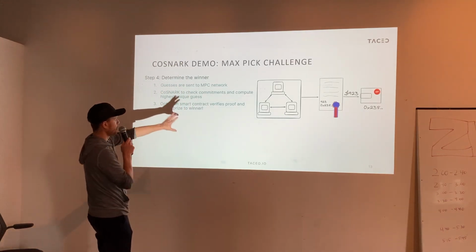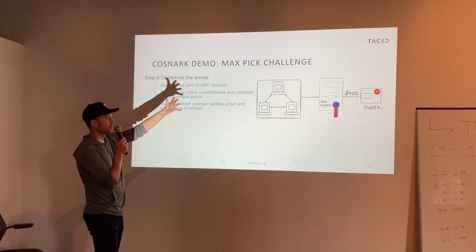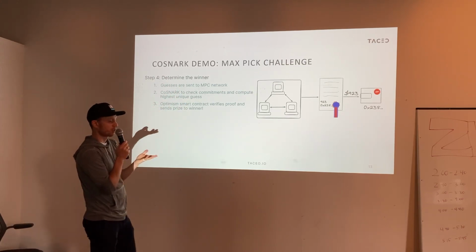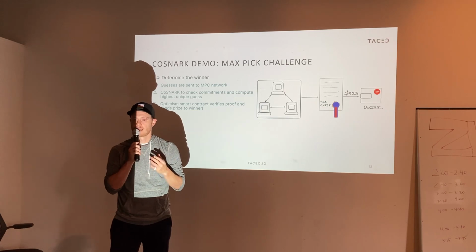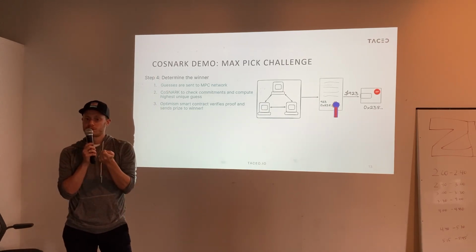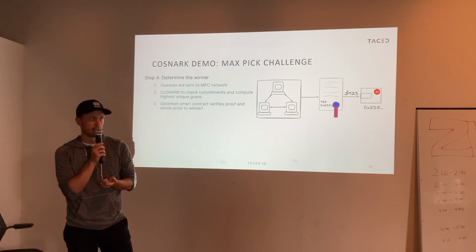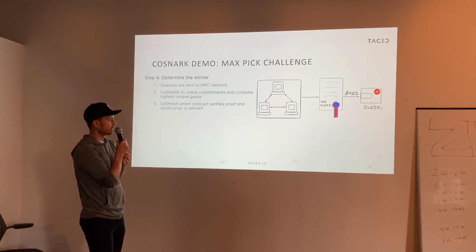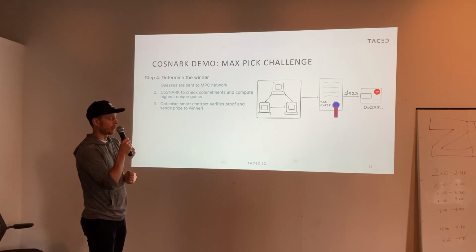So the guesses are sent to the MPC network. They have the secret shares of, let's say, 1,000 users. And now they perform the computation. The computation in this case is sorting all of these guesses and getting rid of double values. And then the single highest guess that is still available wins the prize.